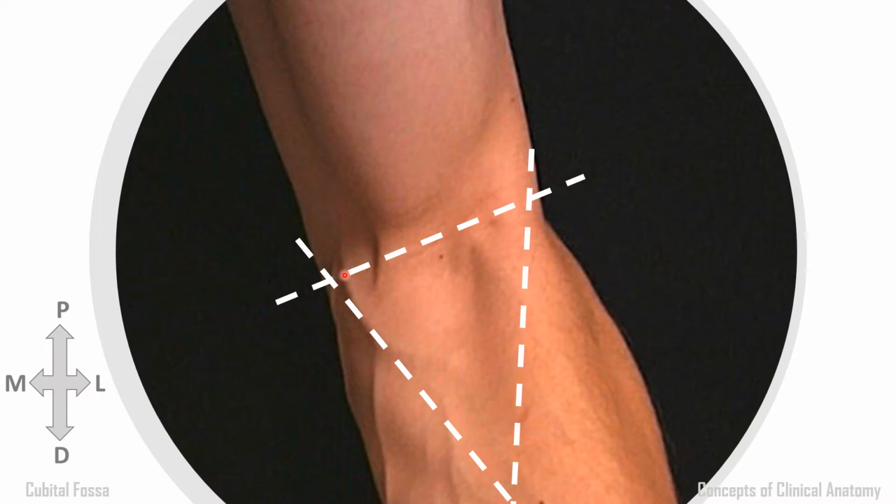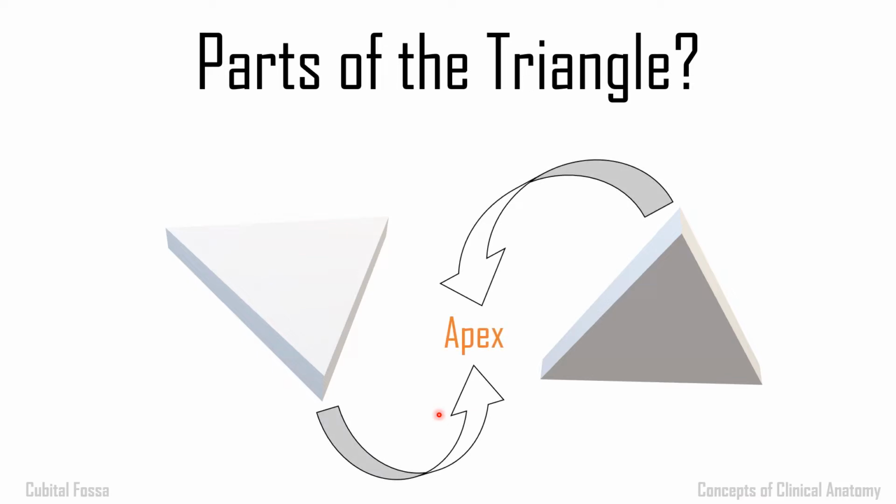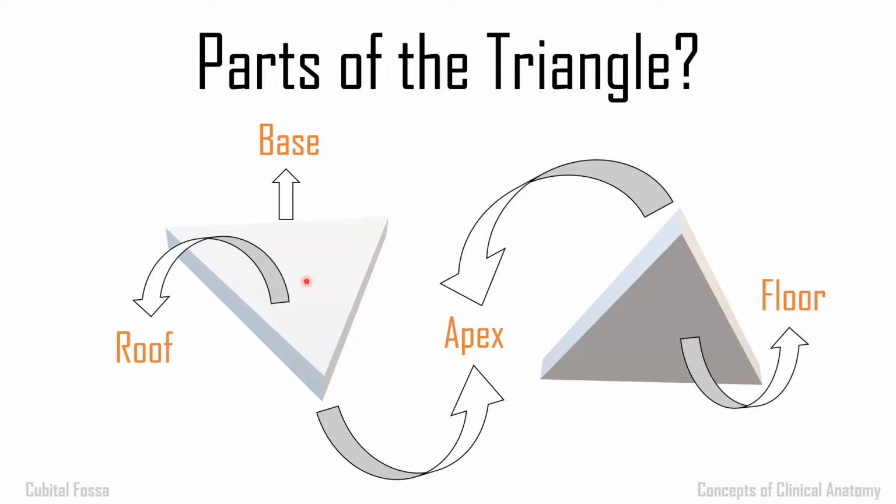So before we see the boundaries and content, you should be well aware of what are the parts of triangle in 3D so that it will be easy for you to understand the boundaries. So any triangle will be having an apex and the base. So in three-dimensional, it will be having a roof and floor. Apart from these structures, there will be two side walls.